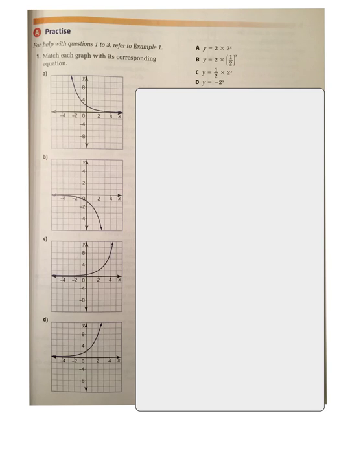Okay, question 1 says match the graph up, and what we need to do really is to look at each of these graphs and see what they look like. Y equals 2 times 2 to the x. If we just substitute a few points in, we should be able to find out which of these graphs it is. So if x is 0, 2 to the 0 is 1, 1 times 2 is 2. If x is 1, 2 to the 1 is 2, and times 2 is 4. So we're looking for a graph that goes through 0, 2, and 1, 4.